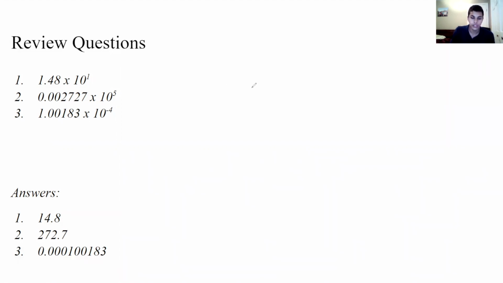Starting with the first question, we have 1.48 times 10 to the power of 1. Now remember, our rule with decimals is that we're going to move the decimal point 1 spot to the right for the number in the exponent. So the number in the exponent here is just 1, which means for this one, we move the decimal point 1 spot to the right, and it's no longer 1.48, it is 14.8.